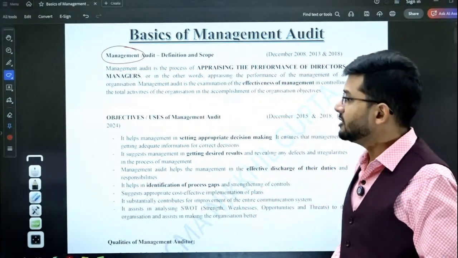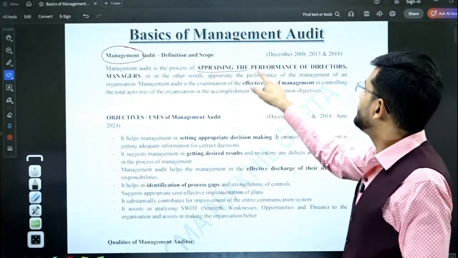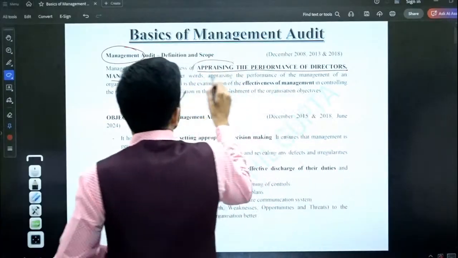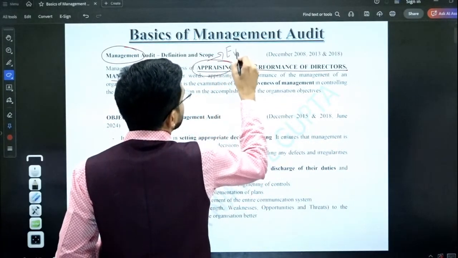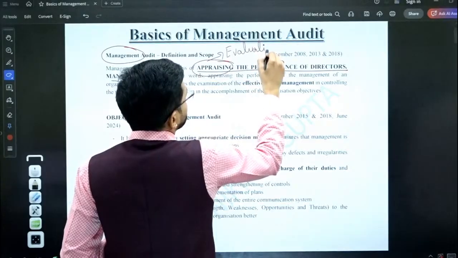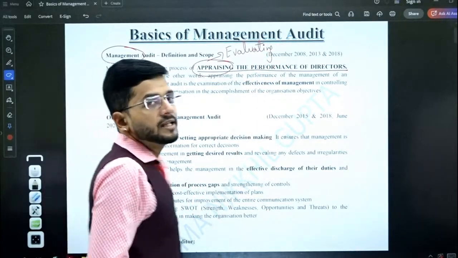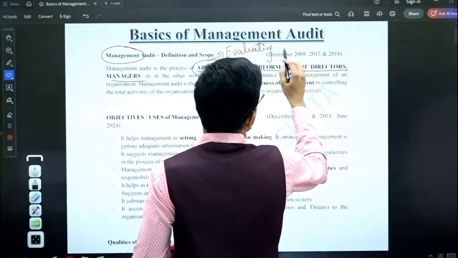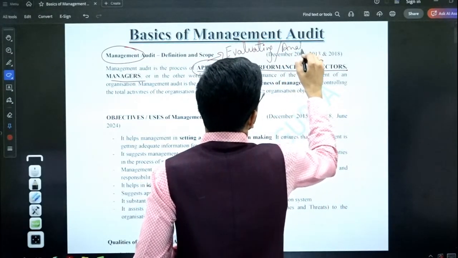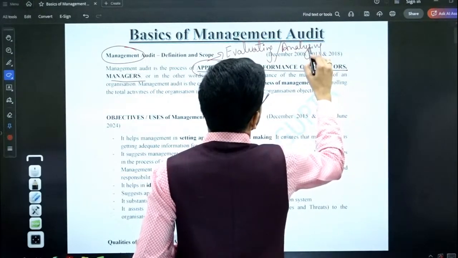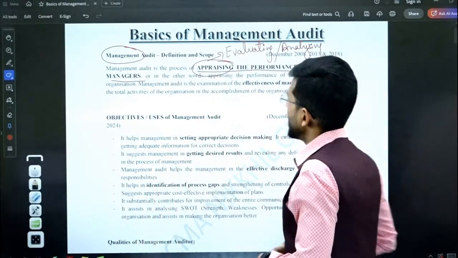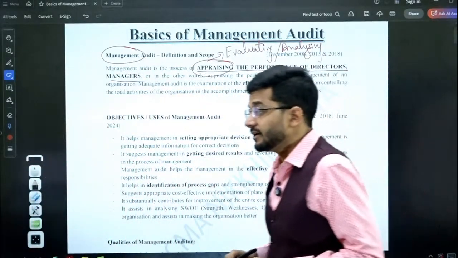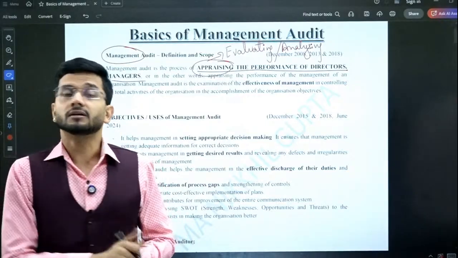So first of all, let's see what management audit is. Management audit is the process of appraising the performance of the directors and managers. What do you mean by appraising? Appraising means evaluating. So in this particular audit, we are evaluating or analyzing the performance of the directors. What are the decisions taken by the directors, whether they are correct or not correct. This is the aim of this particular audit.